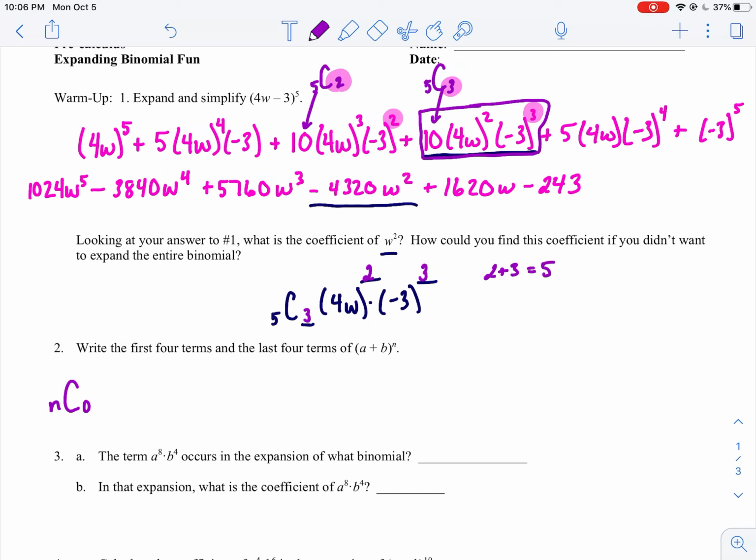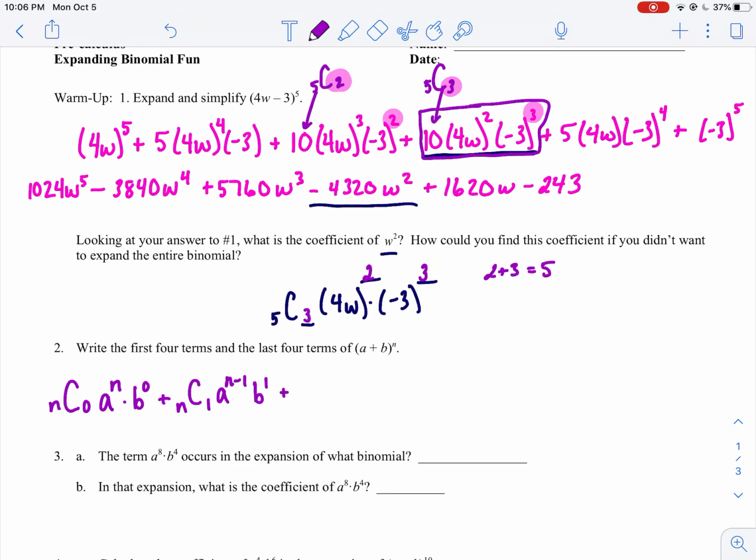Where n is that overall power, and then n would come the a, right, and it would go to the nth power, and then I would have times b to the 0. We don't ever really write that because b to the 0 is 1. Right? And then the next term would be n choose 1. A is now going to go to the n minus 1, right? And b is going to go to the first.